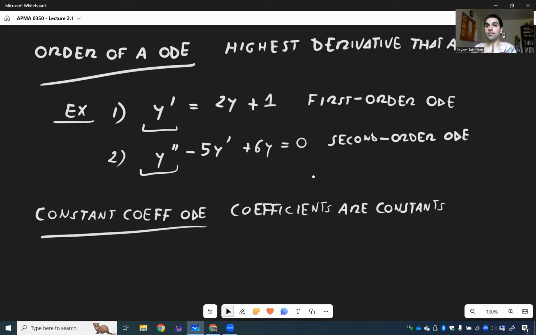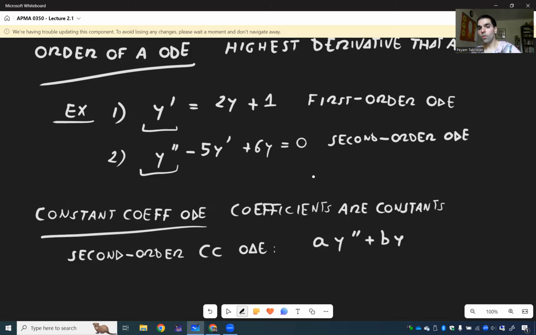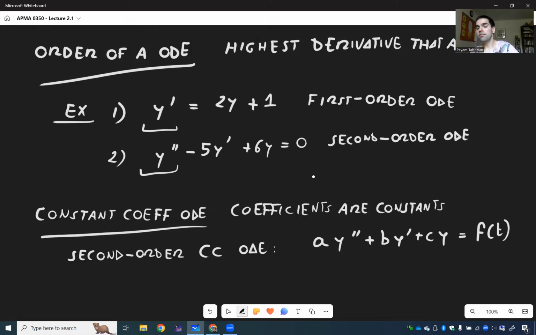Now, for a general order ODE, we can write it down, but it's easier just to do it for second order ODE. So second order constant coefficients, so CC ODEs, they're ODEs simply of the form a y double prime plus b y prime plus c y equals maybe some function of t on the right hand side. So the whole point is the coefficients a, b, and c in front of y and its derivatives, they're constant.